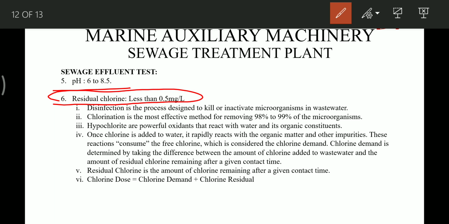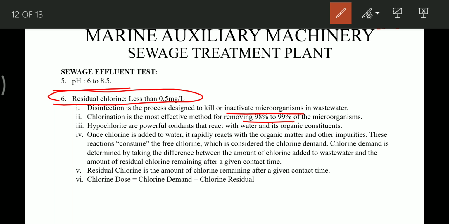Now let's see what we have to tell in front of the surveyor. Disinfection is a process designed to kill or inactivate microorganisms. Sodium hypochlorite is the disinfectant which is added to the sterilization tank to kill or inactivate the microorganisms in the wastewater before it is discharged to the sea. Chlorination is the most effective method. Basically it removes 90 to 98 to 99% of microorganisms.